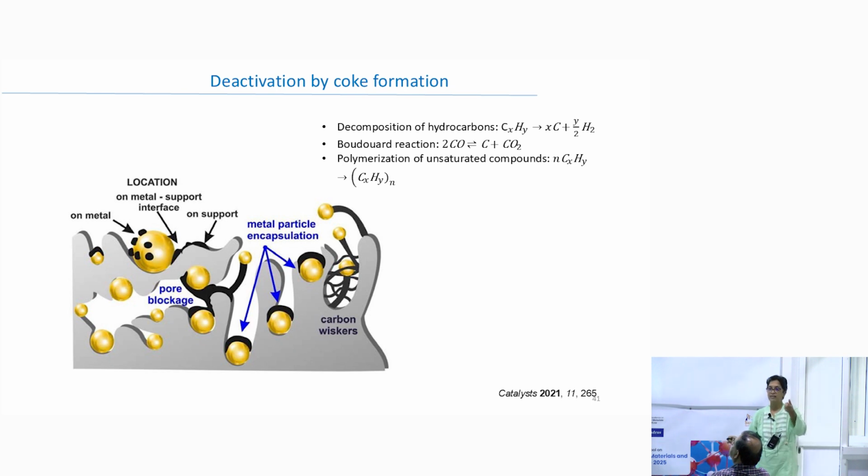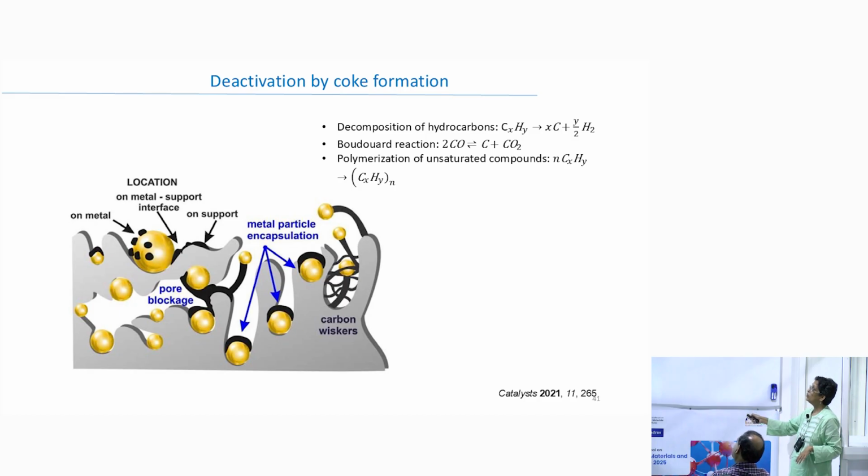So let us say your very nice, active 20 nanometer particle is there, which you made with great difficulty. The carbon forms and breaks that into some 1 nanometer pieces and completely covers it. So these are the kind of nasty things this carbon does, and mainly it is through decomposition of hydrocarbons.